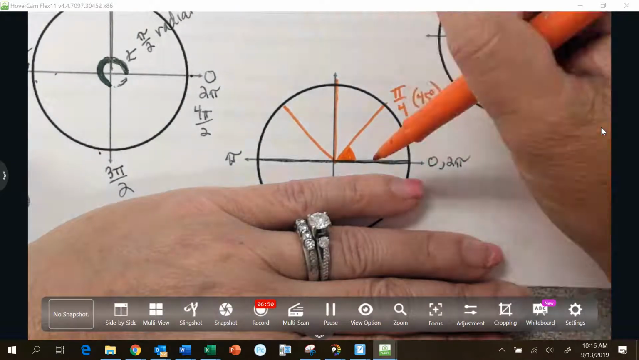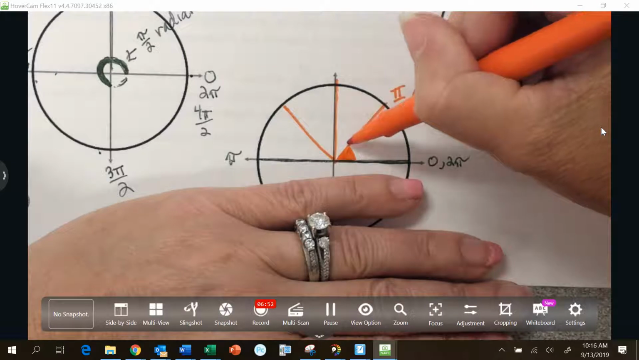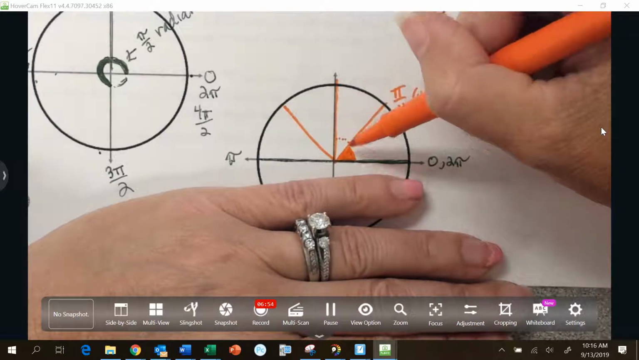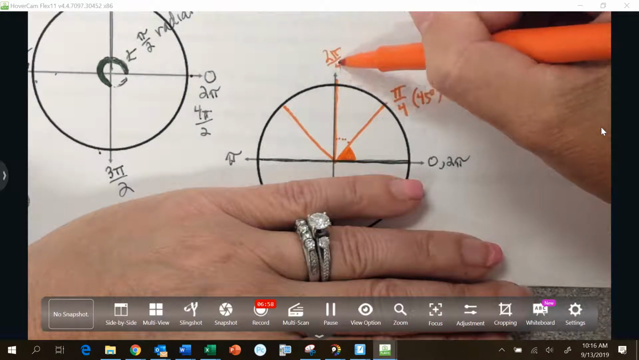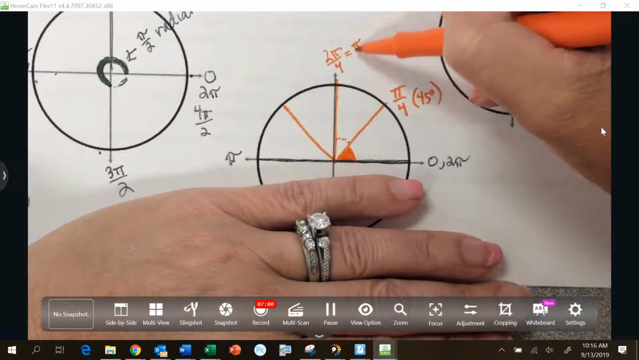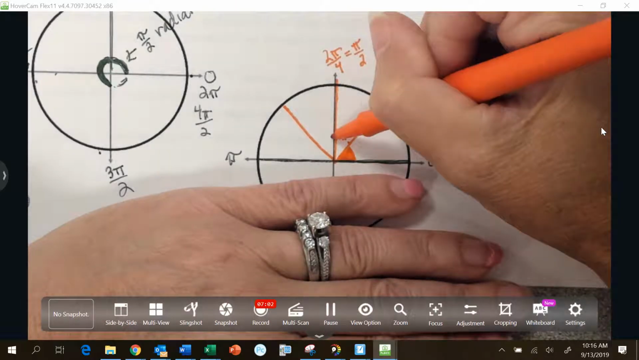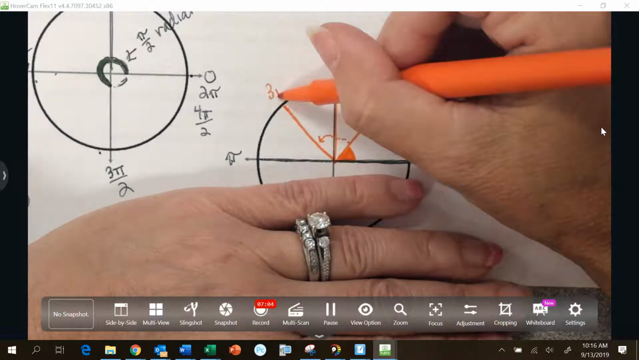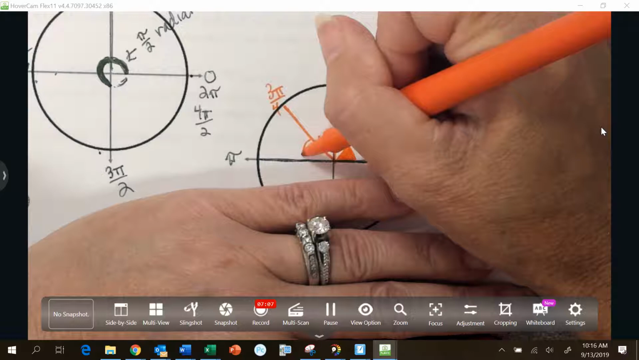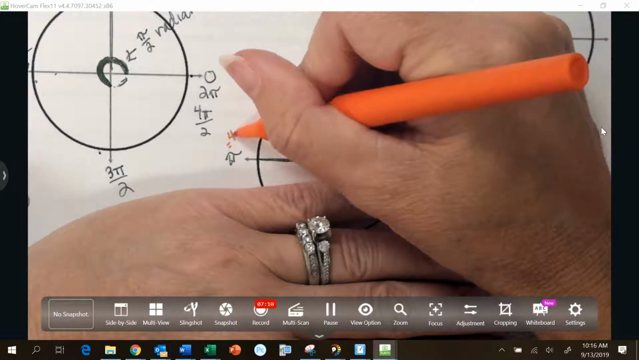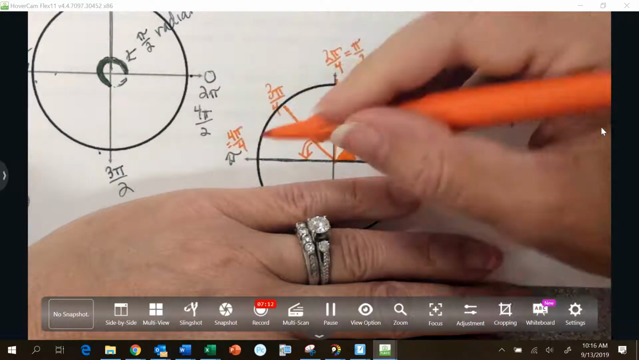So now if I count 2 of those, first pi over 4, second pi over 4, that one reduces to pi over 2. If I count 3 of those, 3 pi over 4. If I count 4 of them, 4 pi over 4, which reduces to pi.